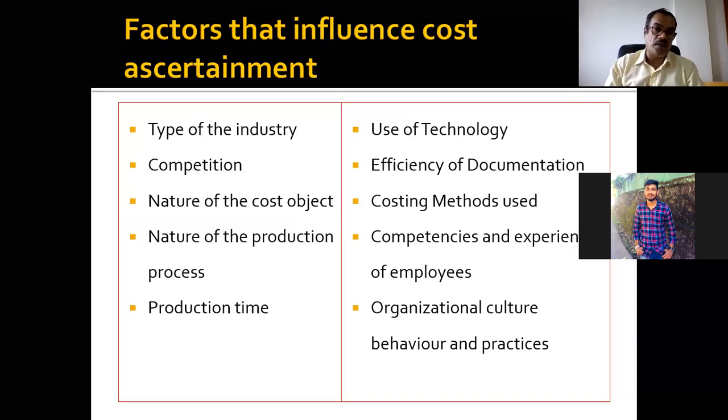defining job costing. What factors influence? Type of the industry. So airline industry, automobile industry, telecommunication industry, tire manufacturing industry, any other manufacturing industry, shipbuilding. The nature of the production processes is totally different. Therefore, cost also varies. Again, you need to know about the competition. Competition also influences cost ascertainment.